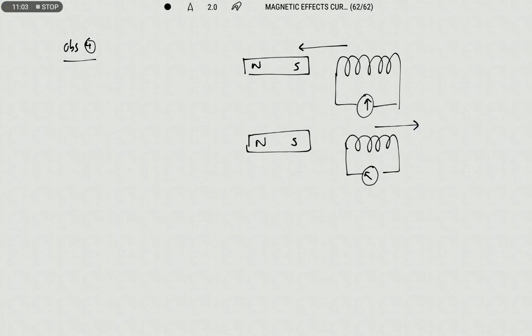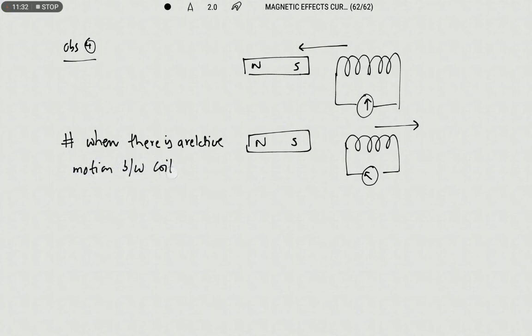So finally we are going to conclude one point here. The conclusion is, when there is a relative motion, that is, either the magnet is in motion or the coil is in motion, between the coil and the magnet, the current is produced in the coil.